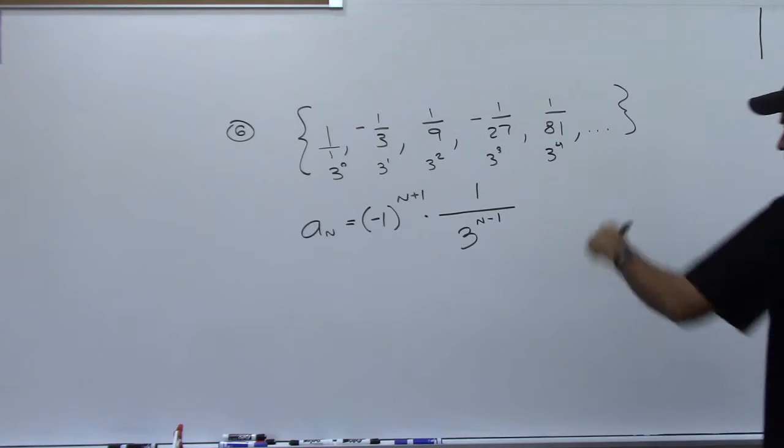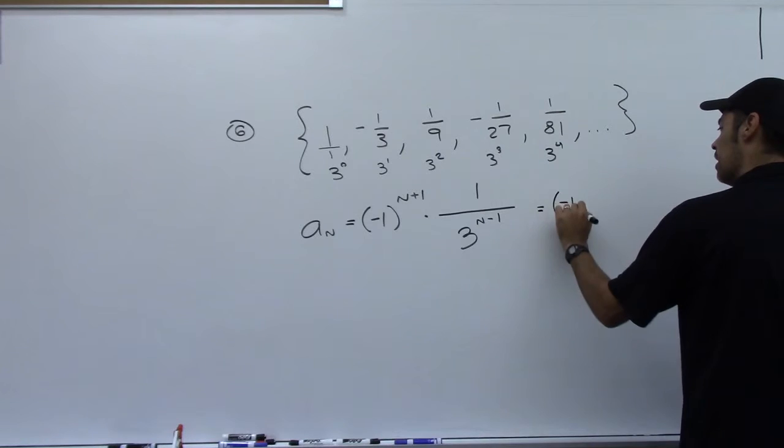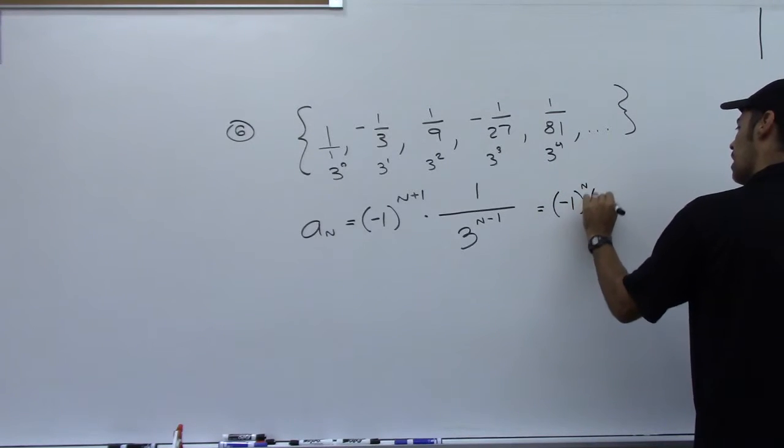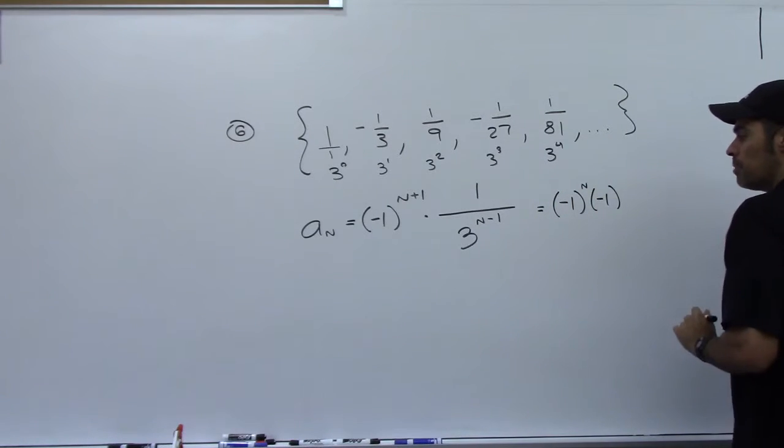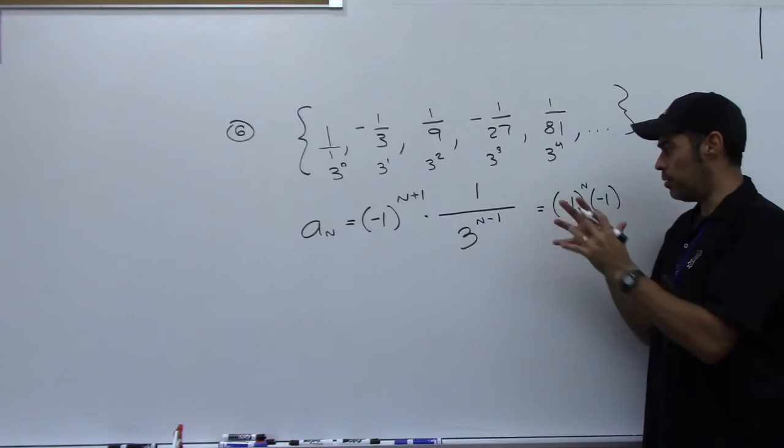All right, that would be good enough for me. You box that up, but let's try and take this a little further. This is negative 1 to the n times negative 1. So what I'm doing is I'm trying to get everything written out so I get powers of n on things so I can put them together.